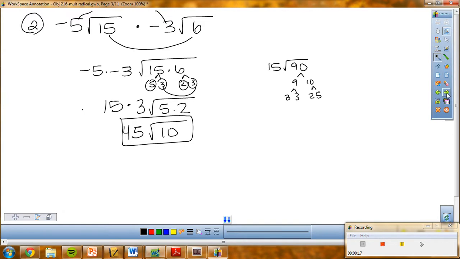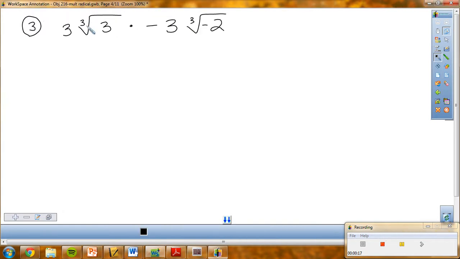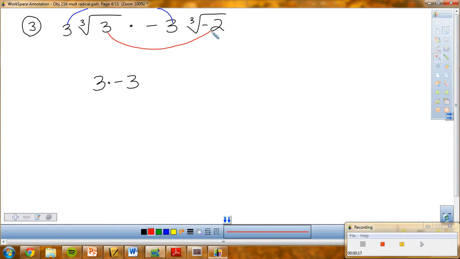These rules still apply when I have third roots, fourth roots, or higher roots and indexes. So again, I want to multiply the numbers outside. So I have 3 times negative 3 outside, and multiply the numbers that are inside.